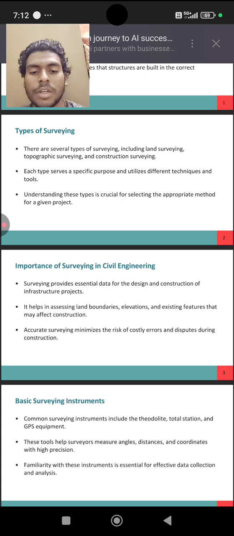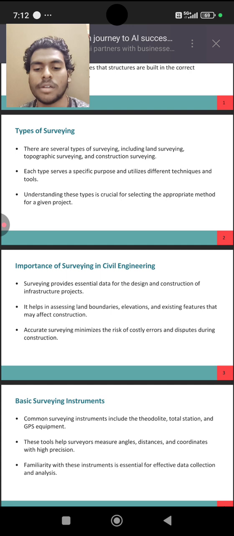Accurate surveying minimizes the risk of costly errors and disputes during construction. So, accurately taking the relative positions and measurements during surveying may avoid the collapse of the buildings and errors in the measurements of the buildings and costly errors.